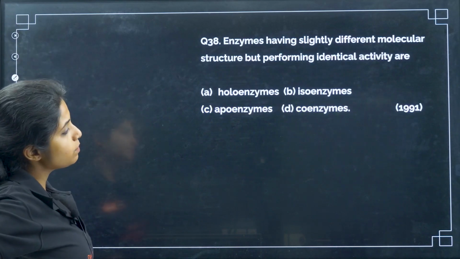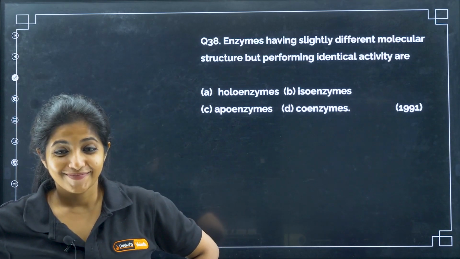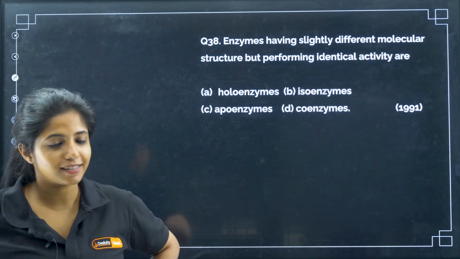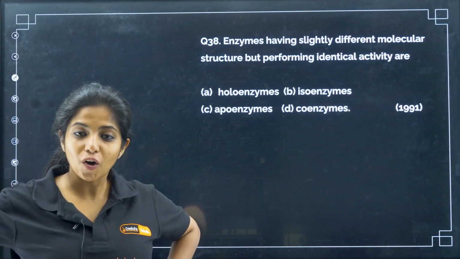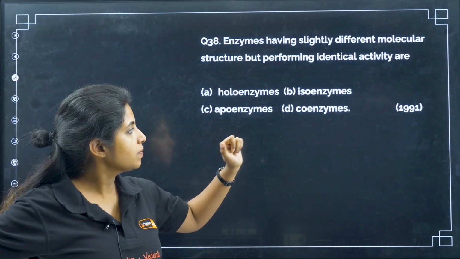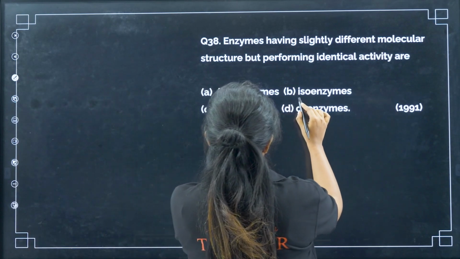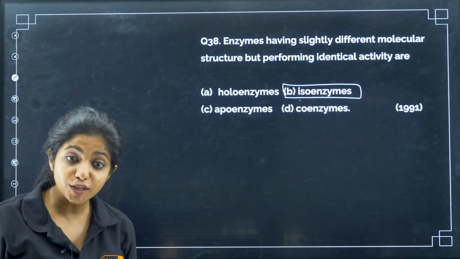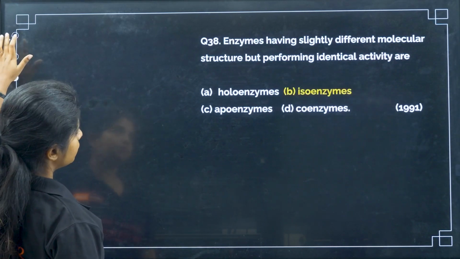Yes. Next. Enzymes having slightly different molecular structure but performing identical activity are. So, you have been seeing this option for quite long. I was not telling the answer because I wanted you to answer this. Enzymes having slightly different molecular structure but performing identical activity are what? Holoenzymes? No, holoenzyme means apoenzyme plus cofactor. Apoenzyme, so you know, is just the protein part of the enzyme. Coenzyme are the cofactors. Isoenzymes are the one, that is your answer. Enzymes having slightly different molecular structure but performing identical activity is isoenzyme. Okay, cool.